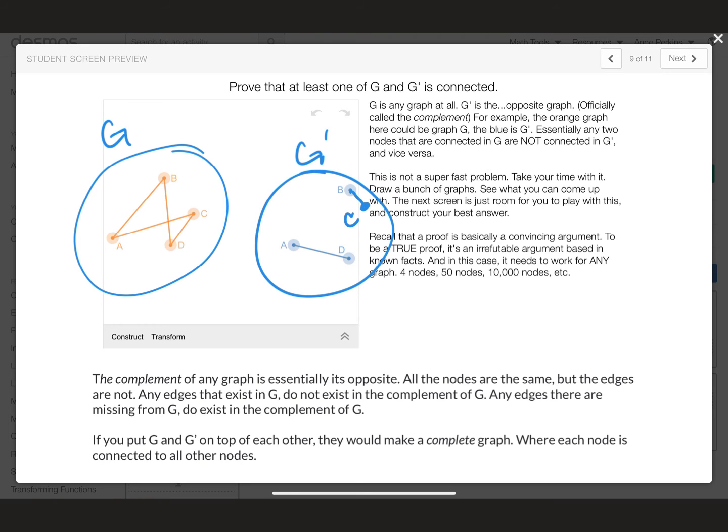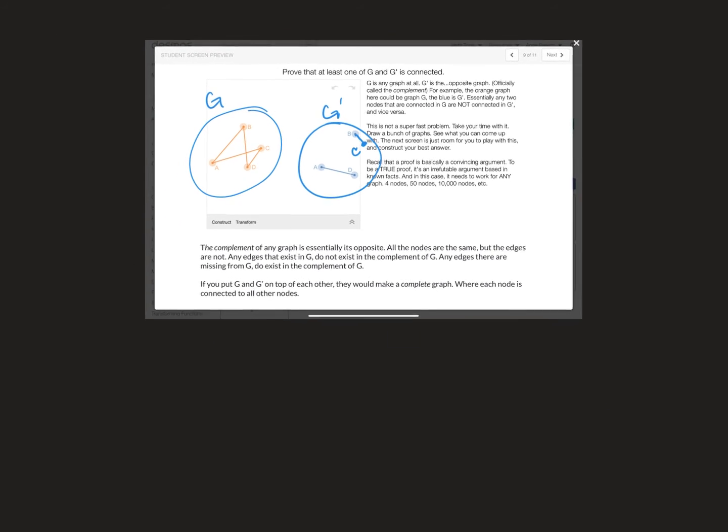If you were to take these and put them on top of each other, you would get a complete graph. That means that every node is connected to all other nodes. So your job is to prove that either G or G complement is connected. Spend some time trying that first and then come back here. I'll just keep going, but pause. One of the ways is to do this with cases. So this is what we call a proof by cases.